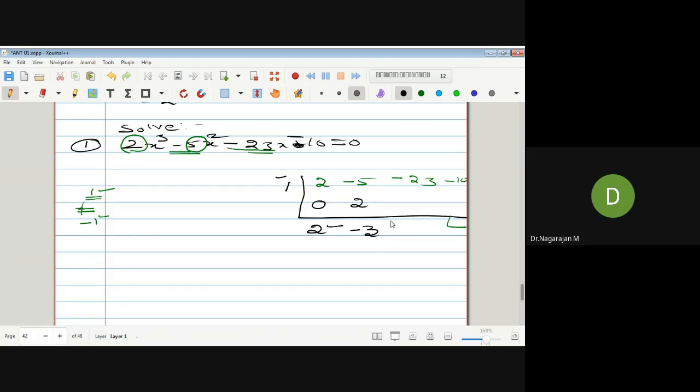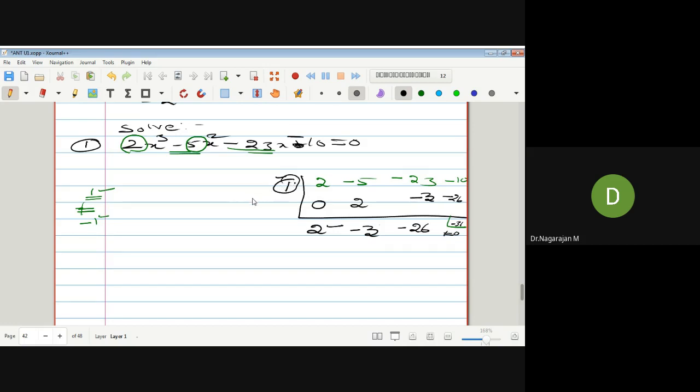So -3, then once again multiply this 1 and -3, which gives -3. Then -23 minus 3 is -26. Then 1 into -26 is -26, and adding to -10 gives the result -36. Therefore the remainder is not equal to 0, so x equal to 1 is not a root.